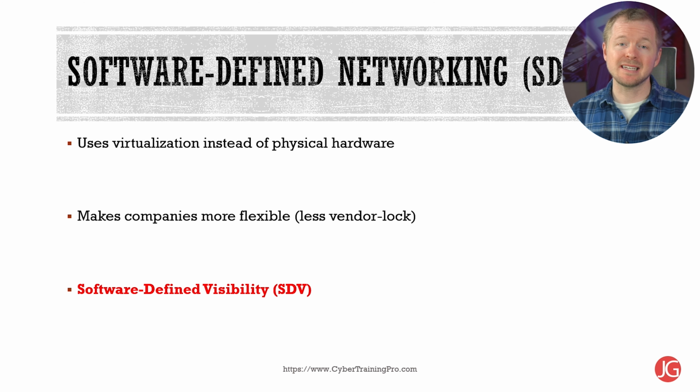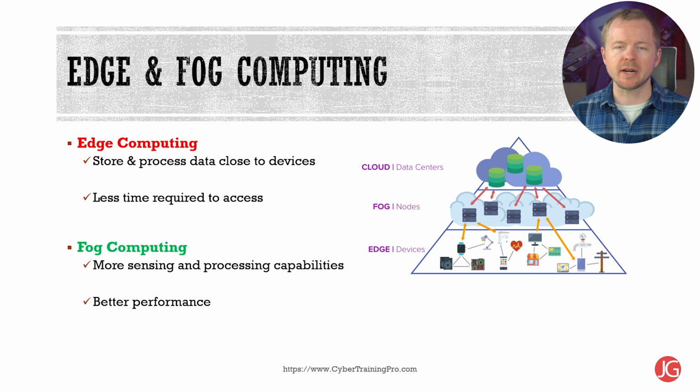Software-defined visibility, SDV, refers to cloud-based technologies that help us view network traffic that some security devices might have missed. Edge computing is the idea of storing and processing data close to the devices that both generate and use the data. Whenever a device needs to access data from the cloud, it takes time, and that might not be acceptable where immediate decisions are necessary. Fog computing is the same idea as edge computing, but instead of one node, there's a network of multiple nodes that are sensing and processing data. Of course, the increase in nodes allows for better performance.